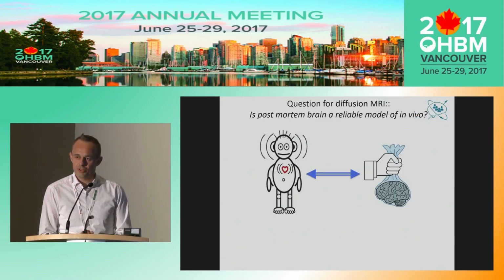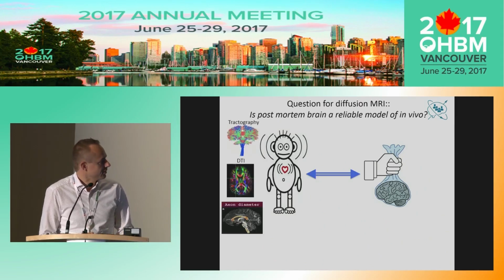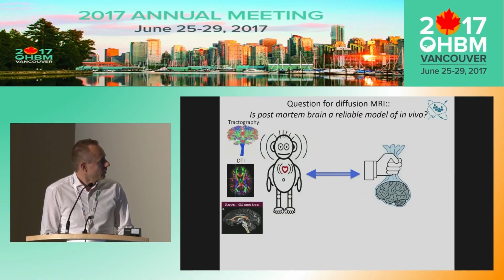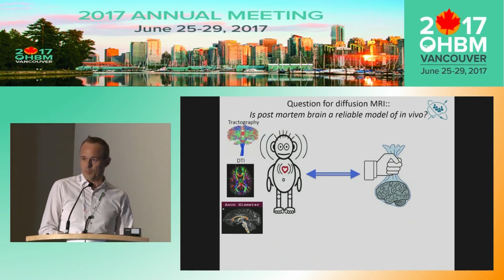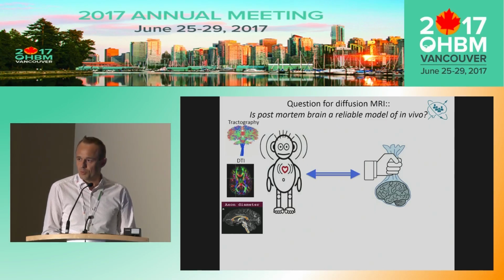this ex vivo imaging, or the ex vivo tissue, can we use that as a reliable model of in vivo? The reason we are asking that is that, as you could see this morning, we can do very fancy non-invasive techniques for diffusion MRI that allow us to look into the brain network, which we'll probably see later on, but also into microstructural features, from DTI or even more complex axon diameters. The thing is that for these more advanced models, we want to know something about the ground truths.